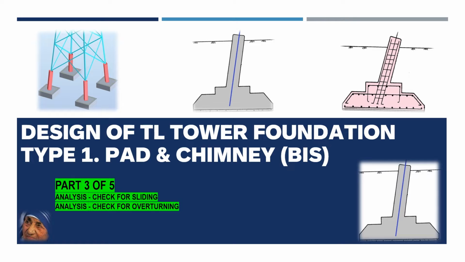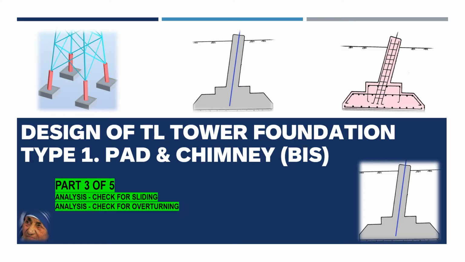In our previous part, that is in part 2, we had discussed about check for bearing capacity, and before that part 1 covered tower geometry, design foundation loads, soil parameters, foundation geometry, and finally with the uplift resistance check we had completed part 1. Then part 2 is for bearing capacity check. This is part 3. In this we are going to do check for sliding and overturning.